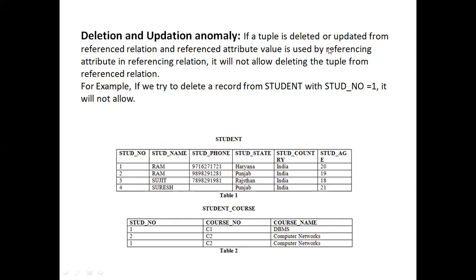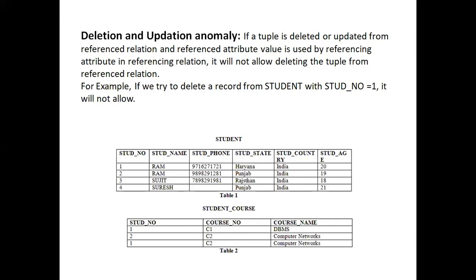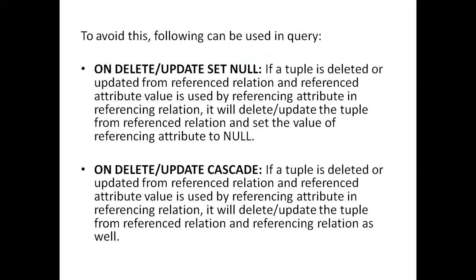If a tuple is going to be deleted or updated from the referenced relation, and the referenced attribute value is used by the referencing attribute in the referencing relation, it will not allow. That means if two tables are in a relation and we are trying to delete one record from a table, either student or student course, it's not going to be allowed. Why? Because they're in a relation, right? If we are trying to delete a record from the student table with student one, it's not going to allow me. So if you want the deletion operation to occur, we are supposed to maintain two things.